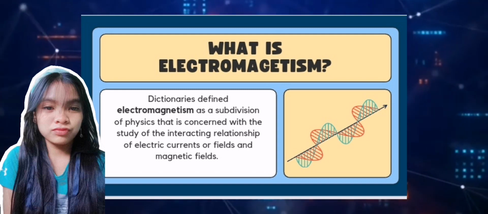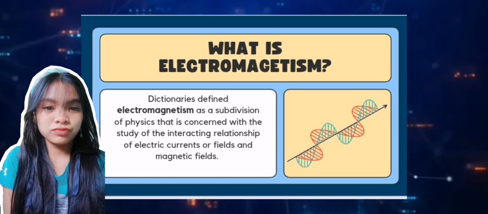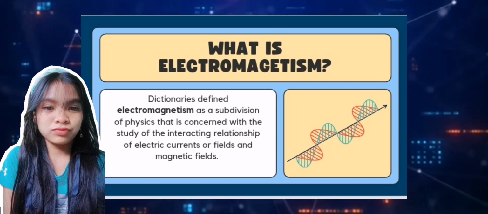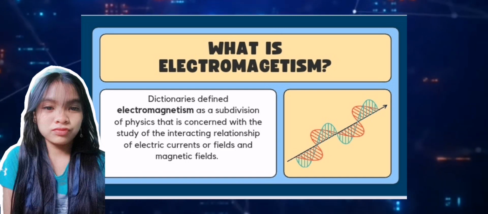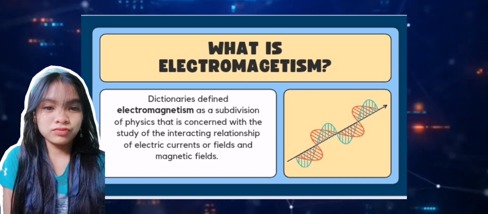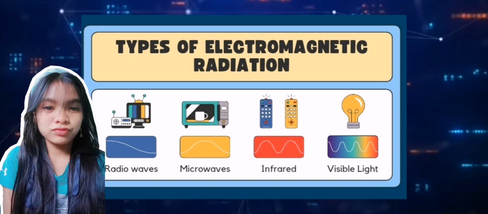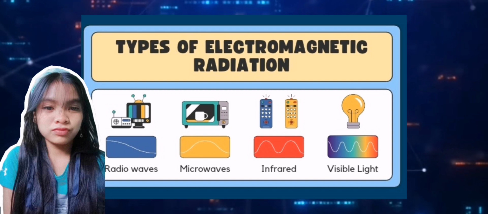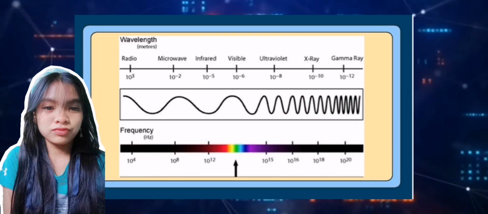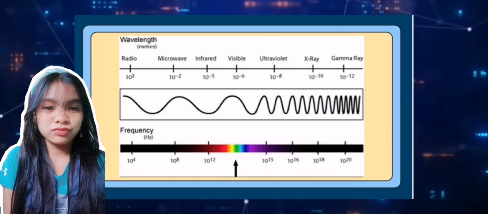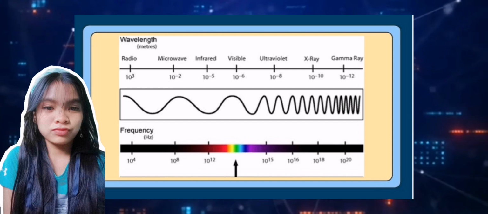What is electromagnetism? Dictionaries define electromagnetism as the subdivision of physics that is concerned with the study of the interacting relationship of electric currents and magnetic fields. These are the types of electromagnetic radiation: radio waves, microwaves, infrared, visible light, ultraviolet, X-ray, and gamma ray. This is an example of the electromagnetic spectrum.